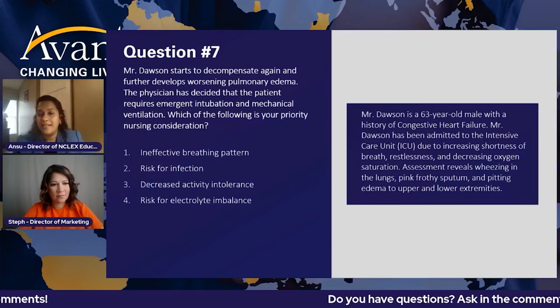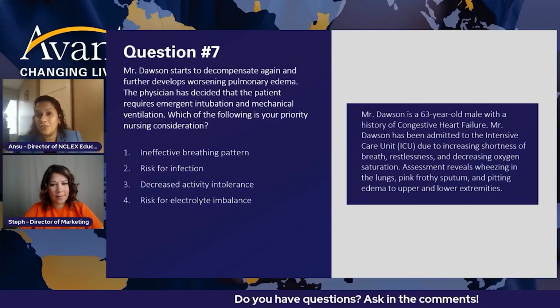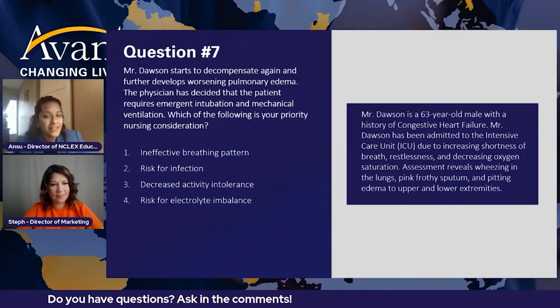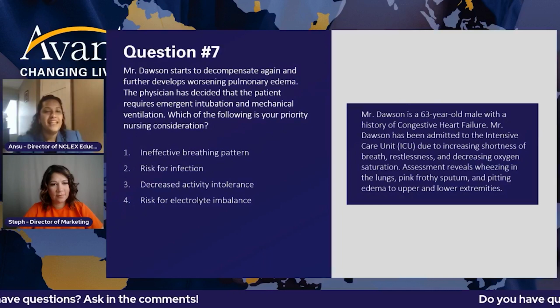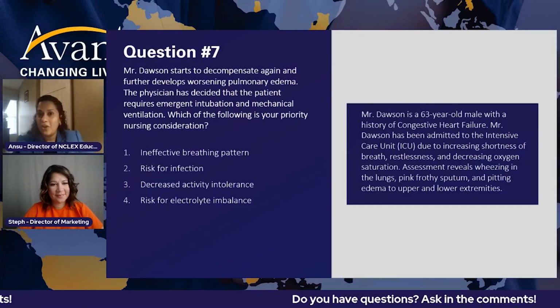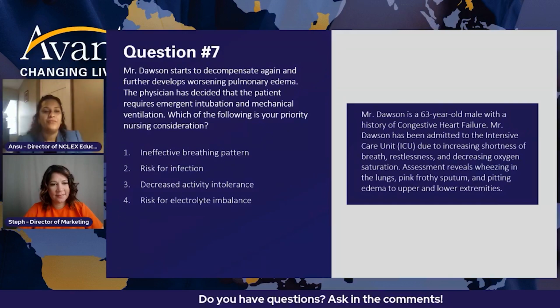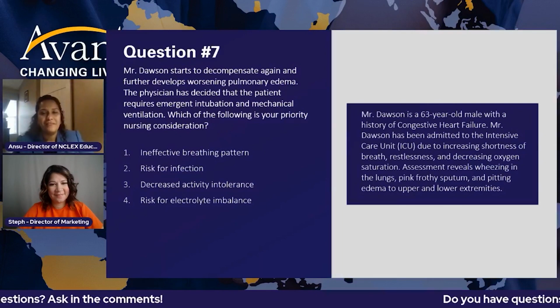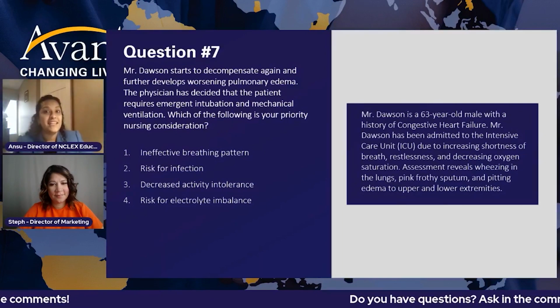Which of the following is a priority nursing diagnosis for this patient? Is it ineffective breathing pattern? Is it risk of infection, decreased activity tolerance, or risk for electrolyte imbalance? In the given question, which of the following nursing diagnoses takes priority?